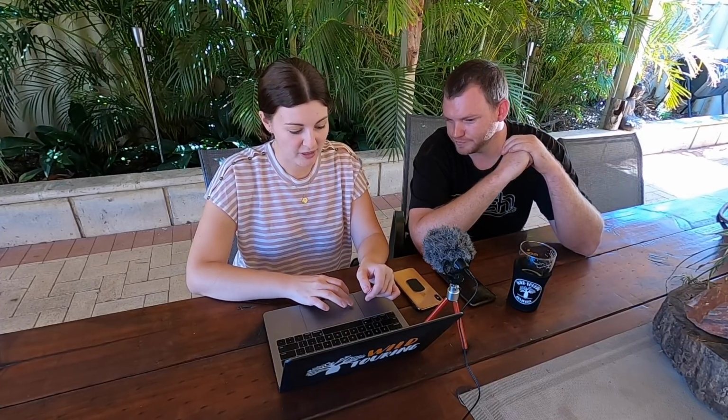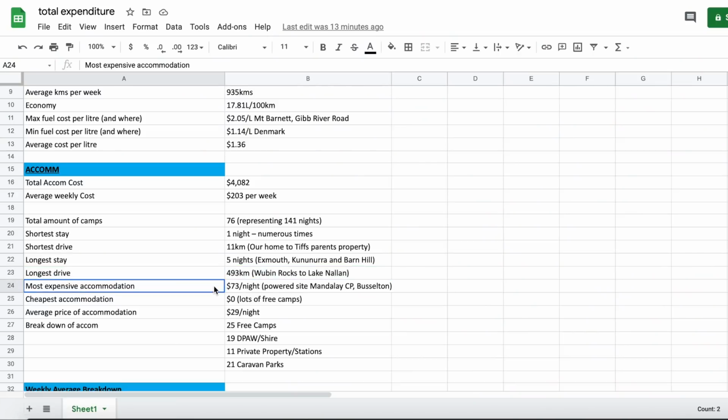Most expensive accommodation was the outrageous Mandalay Caravan Park in Bustleton, $73 a night for a powered site. And they pack you in there too, don't they? And I've heard it's expensive year round. I heard that at the Christmas holidays they were charging, I think it was $150 a night. Just off the top of my head, I know Broome was really expensive too. I think Broome was about $60.